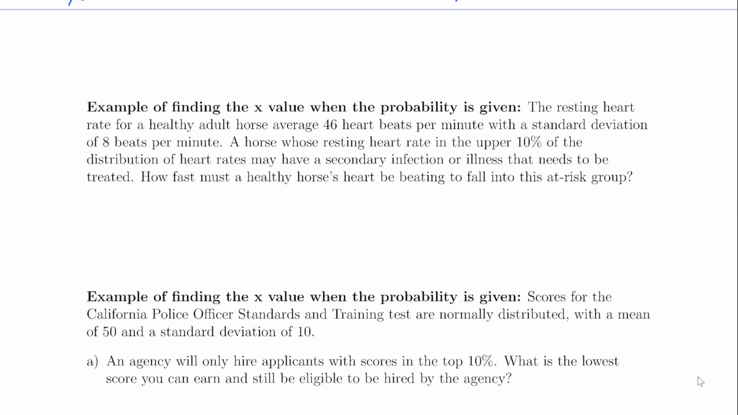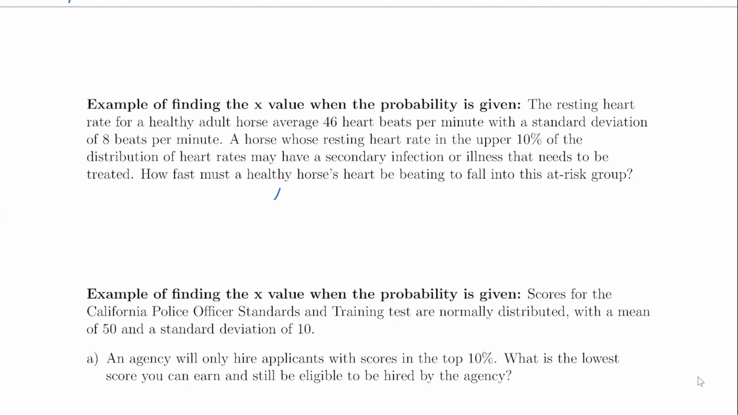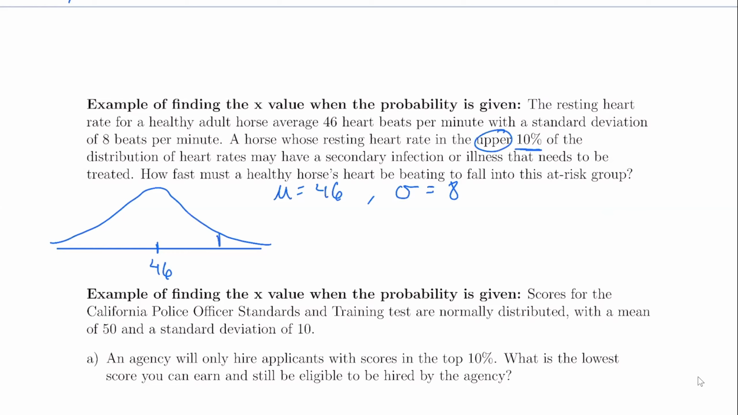All right, so first thing we're going to go ahead and do, find the mean. So the mean is 46 heartbeats. Our standard deviation is equal to 8 beats per minute. We're going to go ahead and draw this out. So we get 46 right here. And if you look at it, we want 10%. Or sorry, we want the upper 10%. So that means this side over here. So we want this to be 10%. And we want to find this X value.